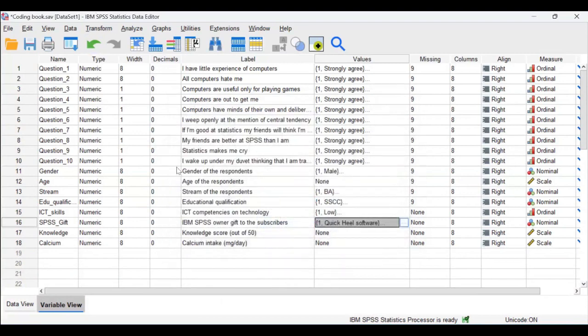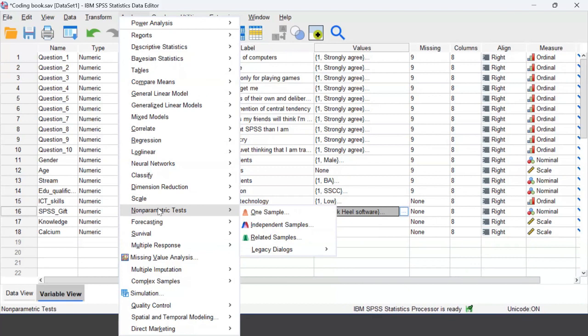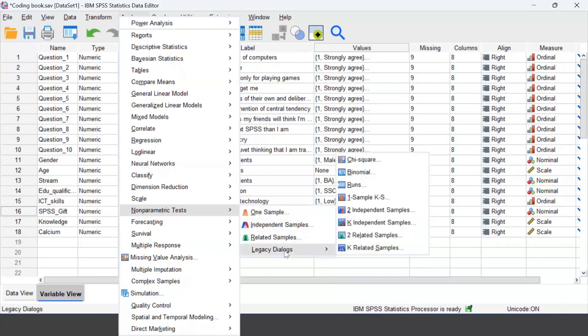Now, in order to conduct a Chi-square goodness of fit test, go to Analyze, Non-parametric Tests. Please scroll your cursor down. You can see Non-parametric Tests. On the right side, we have Legacy Dialogs. Again, if you go to the right side, we have Chi-square.